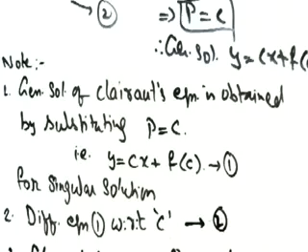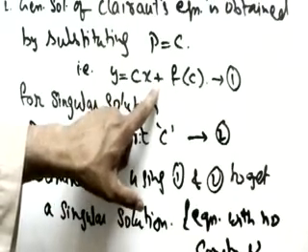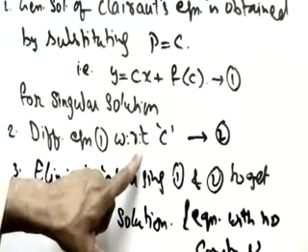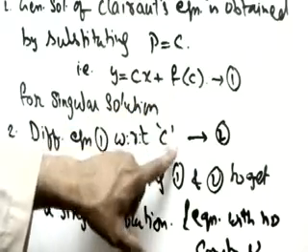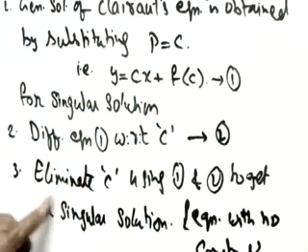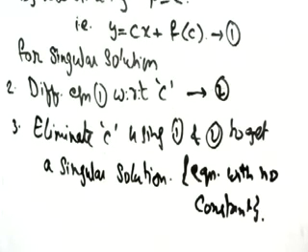For the singular solution, what is the method? Watch here. Differentiate this, y equals cx plus f of c, with respect to c, and eliminate c using equations 1 and 2. Whatever equation we get, eliminate c using 1 and 2 to get the singular solution. So the singular solution means the equation with no constant.